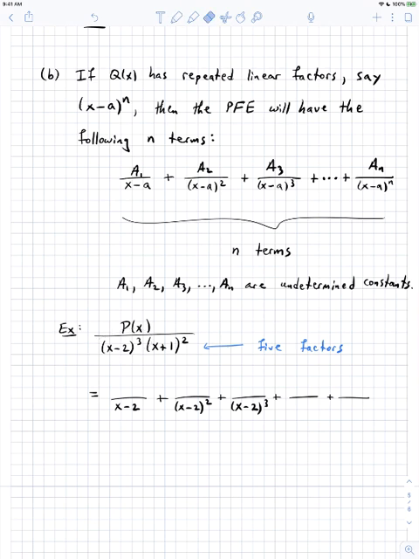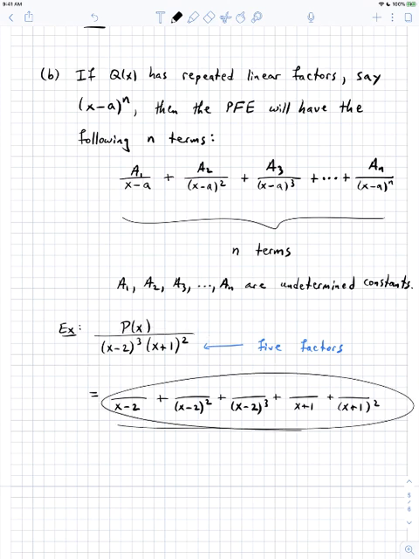And then you move on to the x plus 1 squared. So you're going to have x plus 1, and then x plus 1 squared, like that. So you have 5 factors altogether, so you have 5 terms in your partial fractions expansion. 3 of them belong to x minus 2, so you have x minus 2, x minus 2, x minus 2. And 2 of them belong to x plus 1, so you have x plus 1 and x plus 1.